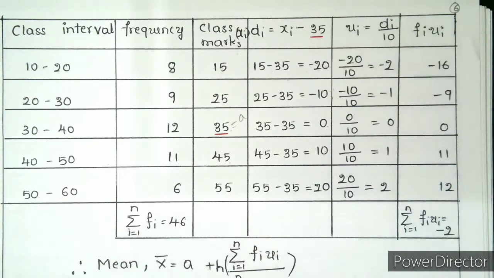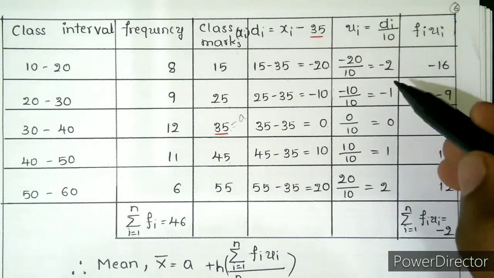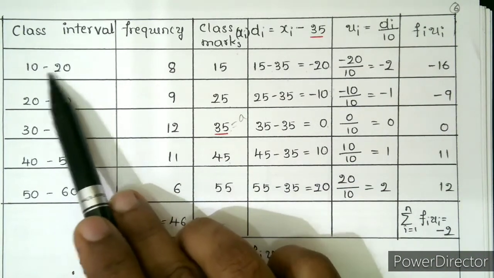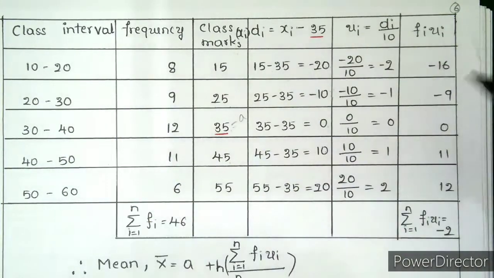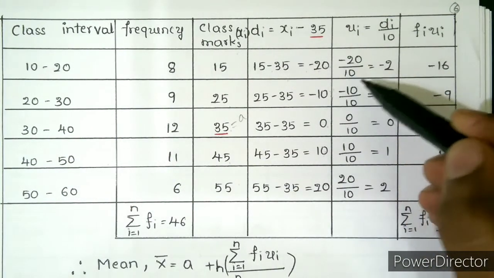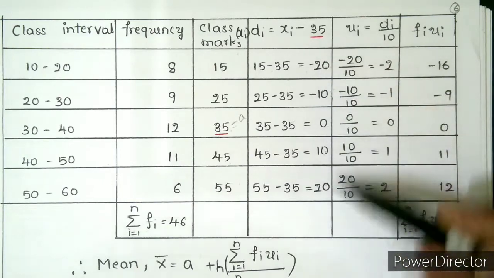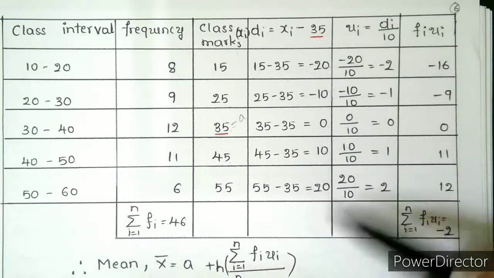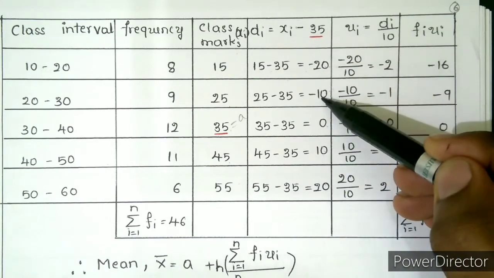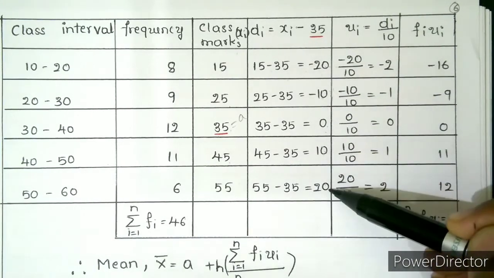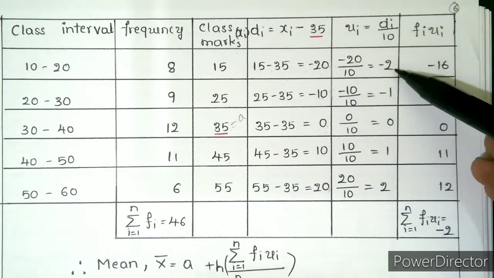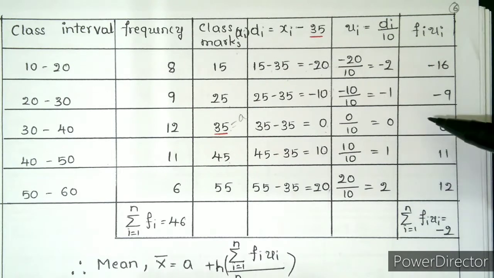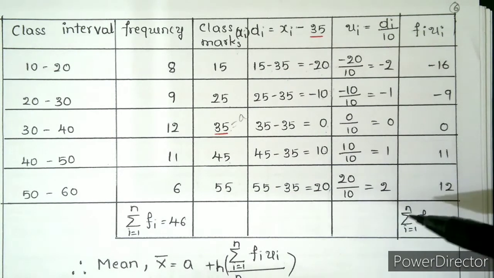Next ui. You find the class interval width: 20 minus 10 gives 10. So we have to divide all the values of di by 10. This column is di, so minus 20 by 10, minus 10 by 10, 0 by 10, 10 by 10, 20 by 10. Minus 20 by 10 gives minus 2, minus 10 by 10 gives minus 1, 0 by 10 is 0, 10 by 10 is 1, and 20 by 10 is 2.